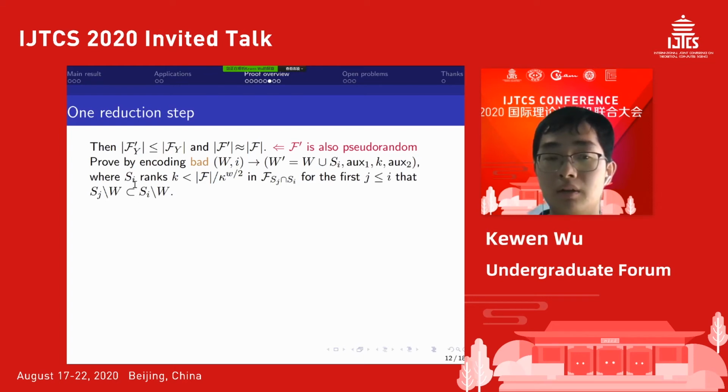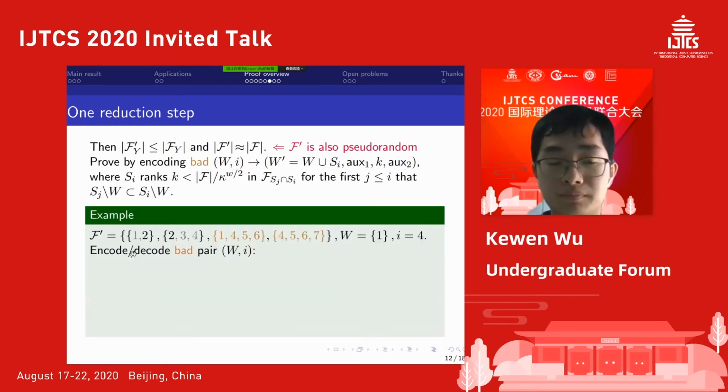Here, Si will rank K in the link of F of the intersection of Sj and Si. In particular, since it's bad, this K will be less than the size of F divided by kappa to the |W| divided by 2. And we set this J to be the first one such that Sj minus W is inside Si minus W. By doing so, we assume in the beginning some ordering on the sets, and you can do this with an arbitrary ordering. And here is an example.